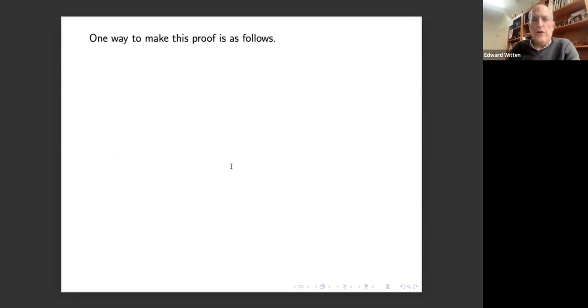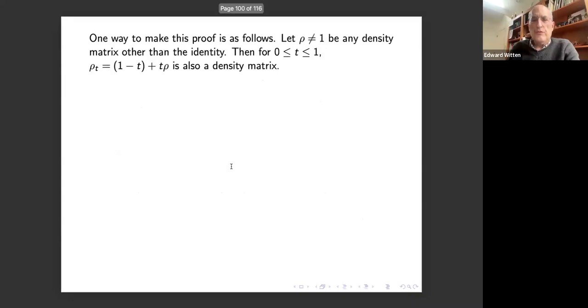One way to make the proof is as follows. Let rho be any other density matrix. Then for 0 less than t less than 1, 1 minus t plus t times rho, which I'll call rho t, is also a density matrix. A density matrix is simply a positive operator whose trace is 1. So if you take the linear combination of two density matrices, in this case 1 and rho, with non-negative coefficients that add up to 1, then you get a density matrix.